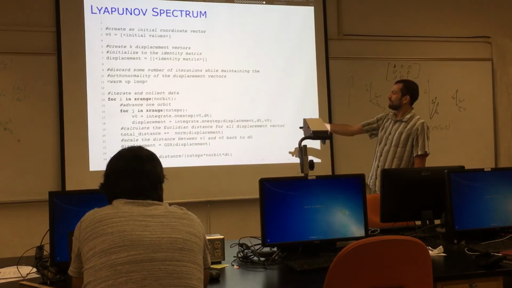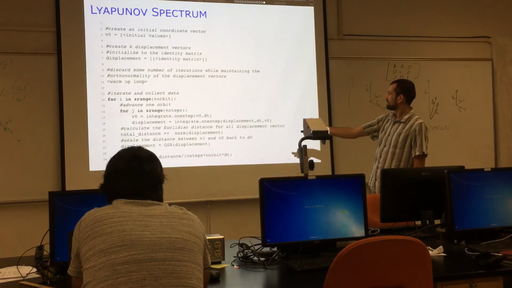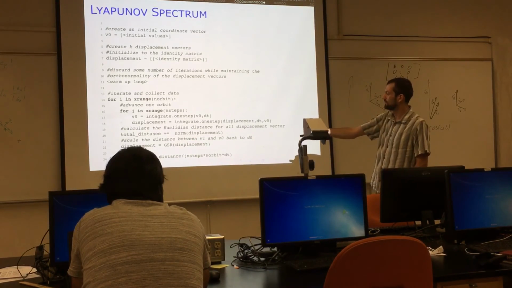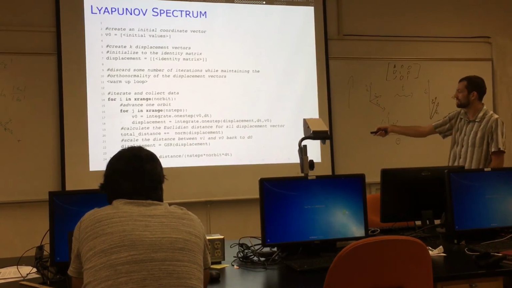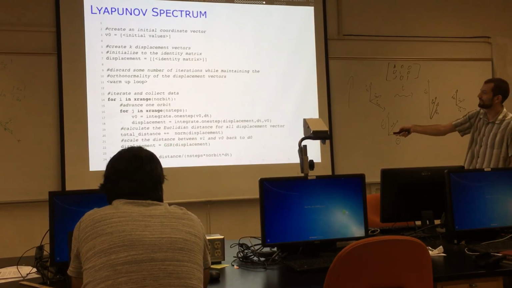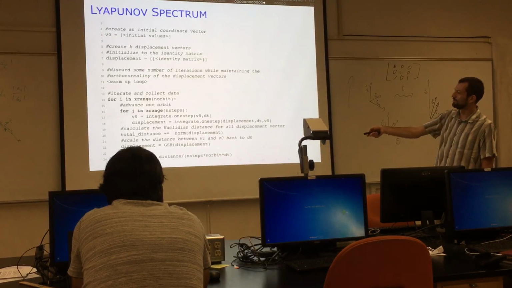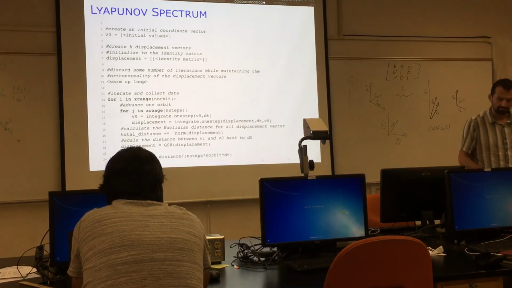So we're going to take then the total distance for each displacement vector, and then we're going to scale V1, the distance between V1 and V0, back to D0. So we're going to do our Gram-Schmidt reorthonormalization of our displacement vector here, and then repeat. And then we get the Lyapunov exponents at the end.